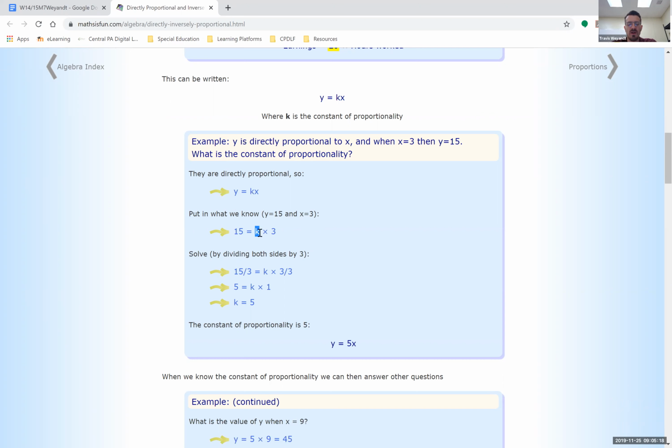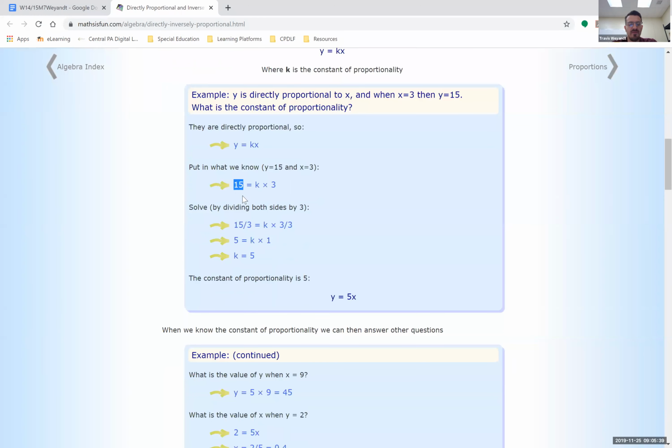If I can find out what the constant is, then if we go to the end result down here, I can use this equation to find other values that aren't in the table. So to find k, I can use what's given in the table, an x value and a y value, and just solve like I normally do for equations. So if I have 15 equals 3k, or k times 3, just like equations, we do the opposite of what's given to both sides. I'm going to divide by 3 here, divide by 3 here, and I'm going to get k equals 5.